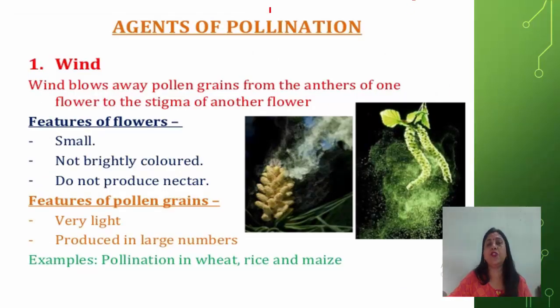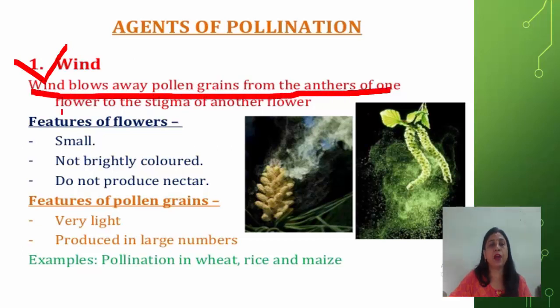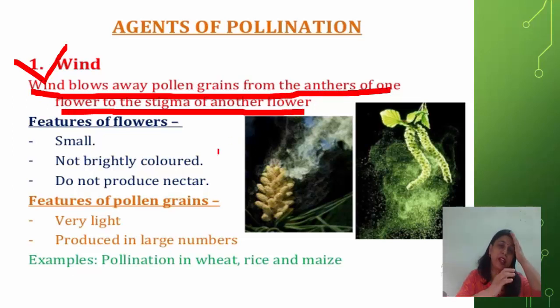Now, what are the agents of pollination? How does pollination happen? The very first agent is the wind. The wind blows away pollen grains from the anthers of one flower to the stigma of another flower. Now, when the wind blows strongly, because the pollen grains are very light and very small, they can be blown away with the help of wind from the anthers of one flower to the stigma of another flower.